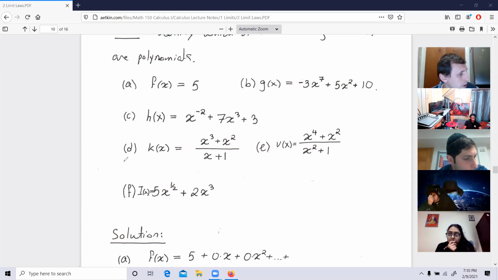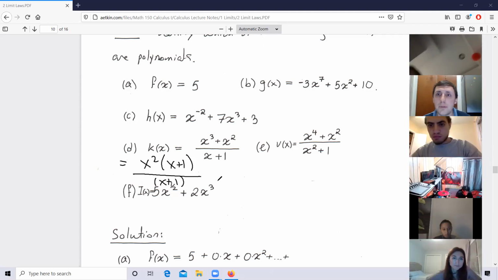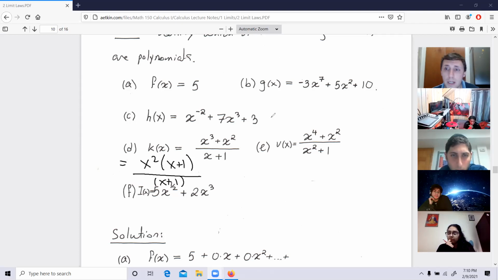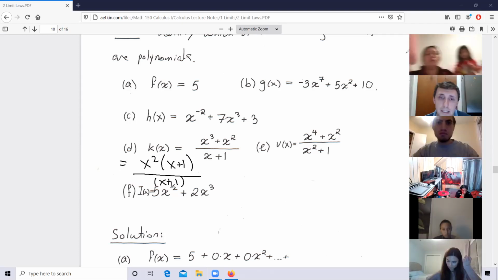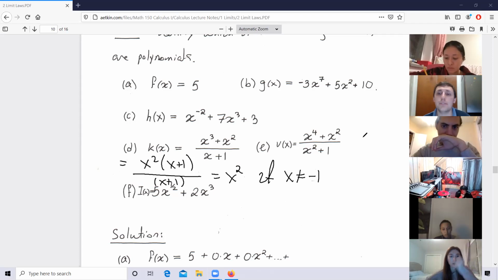Look at this expression. You can factor out x squared, so it's x squared times x plus 1 divided by x plus 1. Can I get rid of x plus 1? Is x plus 1 divided by x plus 1 really equal to 1? Not for all numbers. Look at it, x plus 1 can equal 0 if x is equal to minus 1. So the answer is that this is equal to x squared, but only if x is not minus 1. Because if x is equal to minus 1, I cannot simplify it.